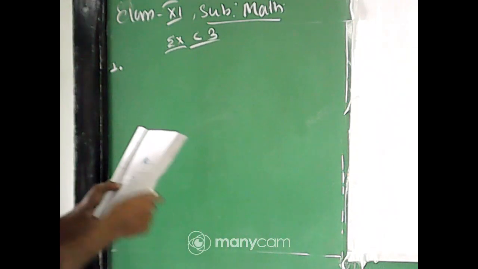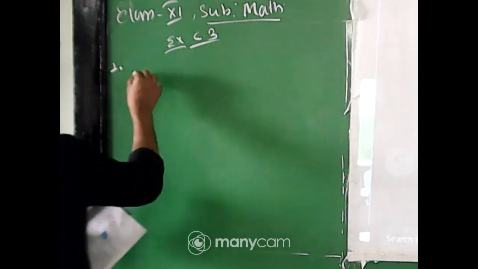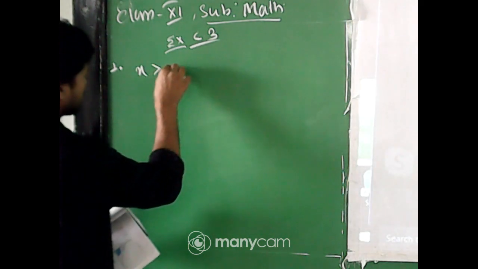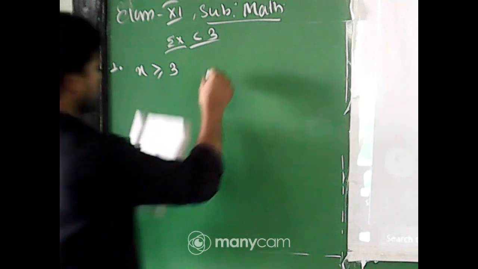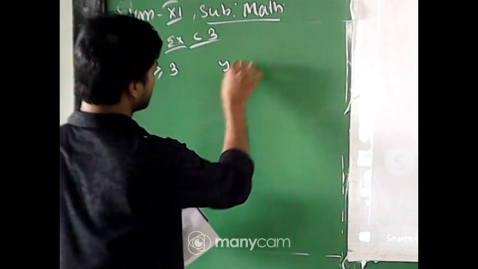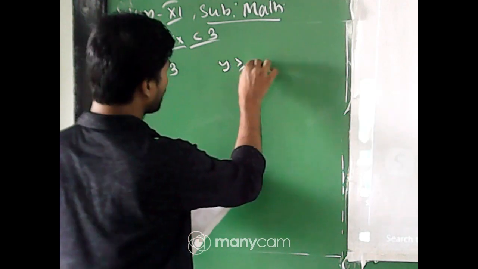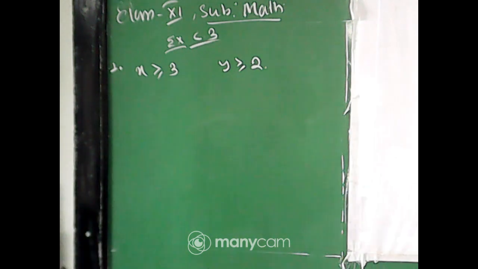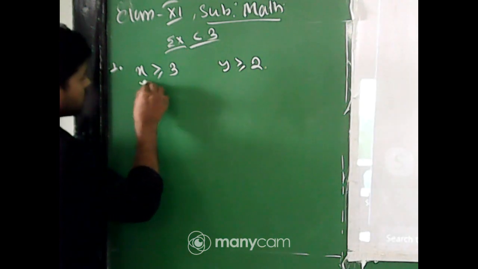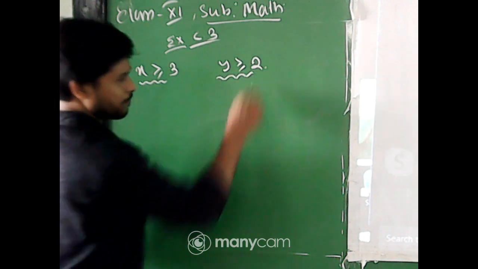Okay. So let's start. Question number 1 is x is greater than or equal to 3. This is the first inequation, and the second inequation is y is greater than or equal to 2. So we have to solve this graphically. So look at the process. These are the two linear inequations.